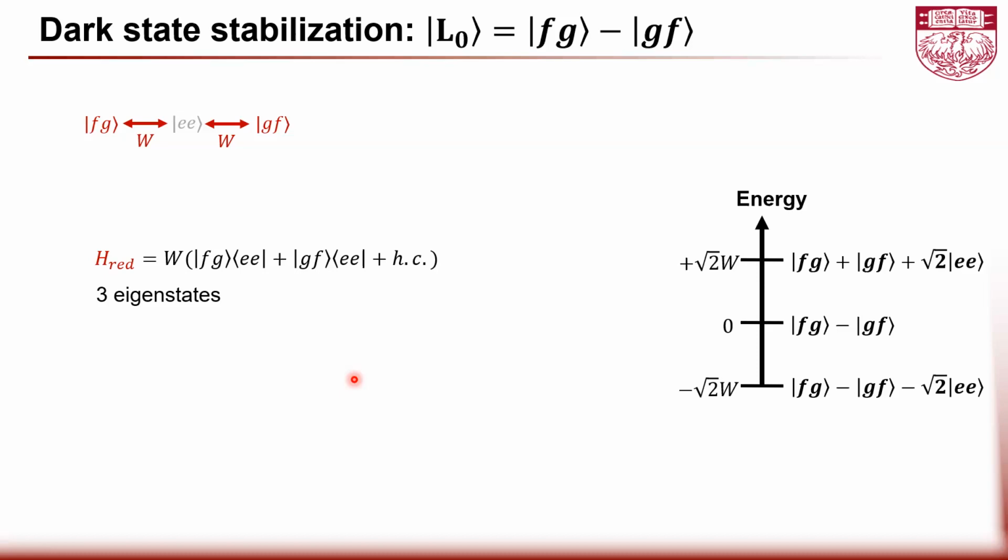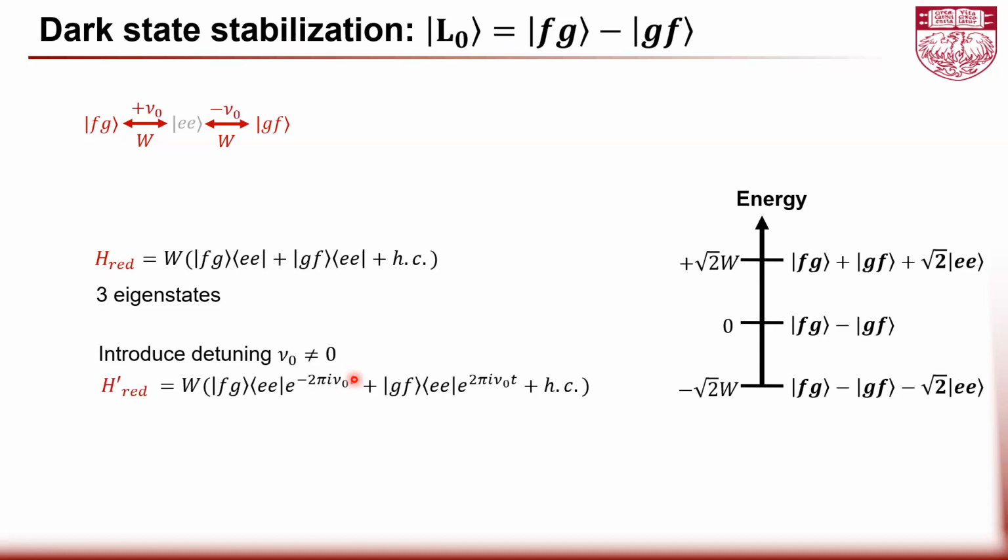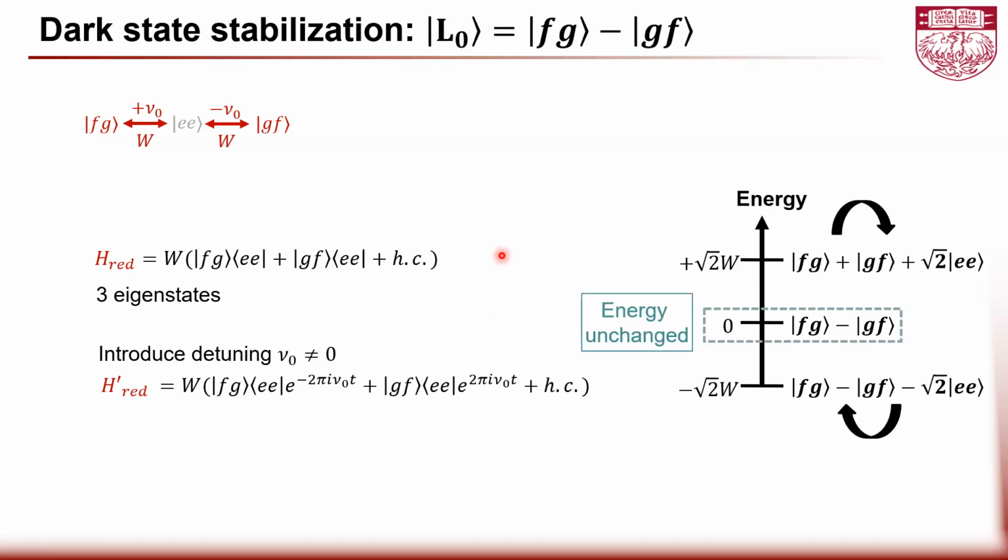We can go one step further by introducing frequency detunings in our QQ sideband. Let's say I'm not driving E to Fg on resonance, but I'm driving it off resonance by frequency detuning plus nu zero. And I drive the other QQ sideband with frequency detuning minus nu zero. What it does is introduce time-dependent phases to your sideband interactions in the rotating frame Hamiltonian. You have the e to the minus 2 pi i nu zero t terms appear. But fortunately, this will not change your target dark state. It will still leave the Fg minus Gf state's energy and form unchanged.